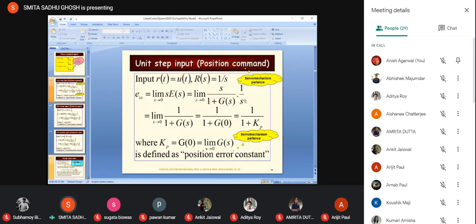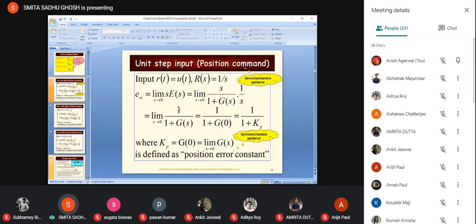So R(s) in this case is 1 by s, which we have substituted over here. Obviously you can see the s cancels out, and we are left with limit of s tends to 0, 1 by 1 plus G(s). So this would be giving us the steady state error given a unit step input. Now in this, we have to calculate the limit as s tends to 0 of 1 by 1 plus G(s).